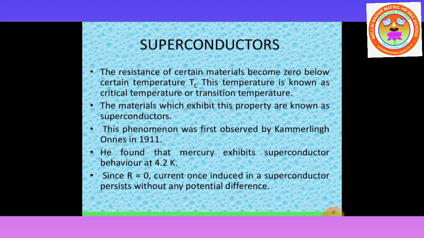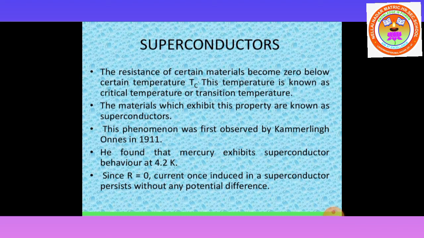What are superconductors? The resistance of certain materials becomes zero below a certain temperature. This temperature is known as the critical temperature or transition temperature. The materials which exhibit this property are known as superconductors. Students, when the temperature of the conductor changes to a particular temperature, the resistance of the conductor becomes zero. If the resistance is zero, the conductor has changed to a superconductor.